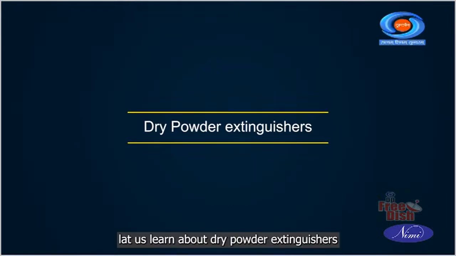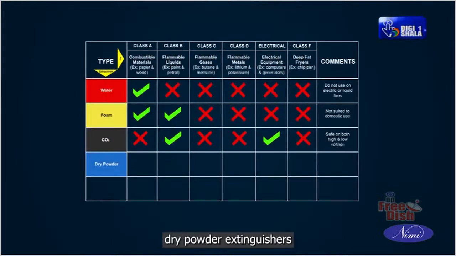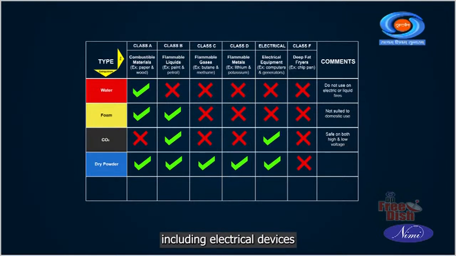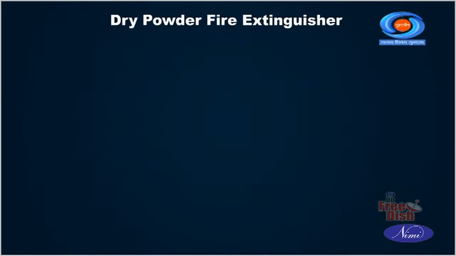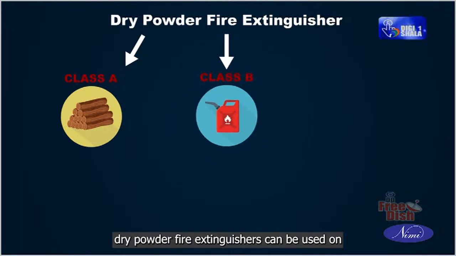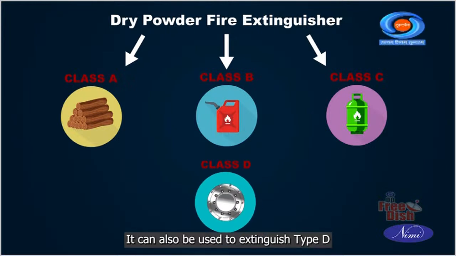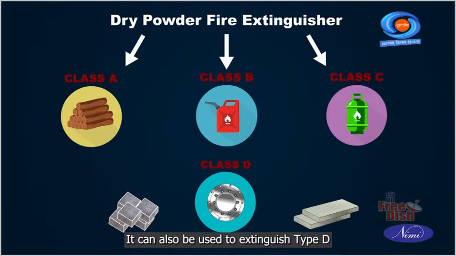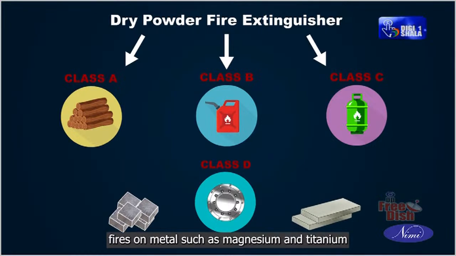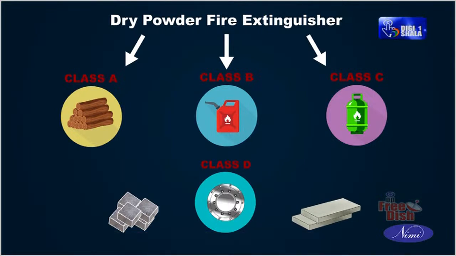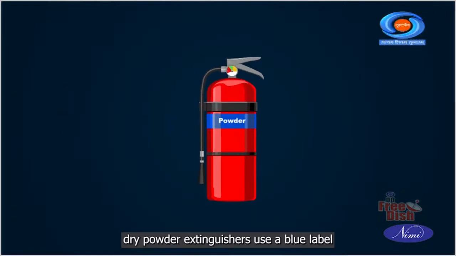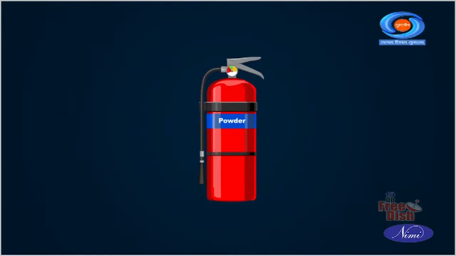Next, let us learn about dry powder extinguishers. Dry powder extinguishers can be used on most fire types, including electrical devices. Dry powder fire extinguishers can be used on fire types A, B, and C. It can also be used to extinguish type D fires on metals such as magnesium and titanium. Dry powder extinguishers use a blue label.